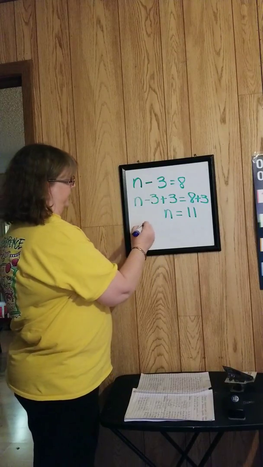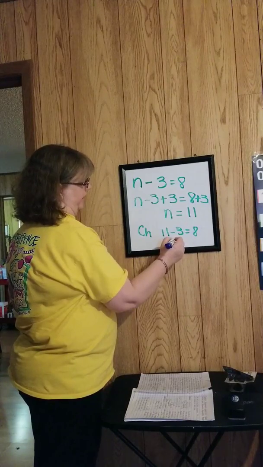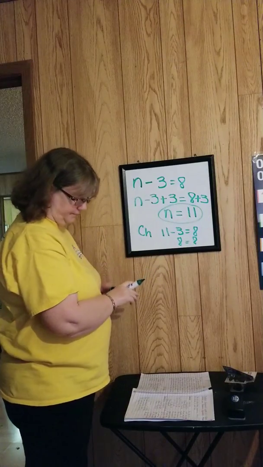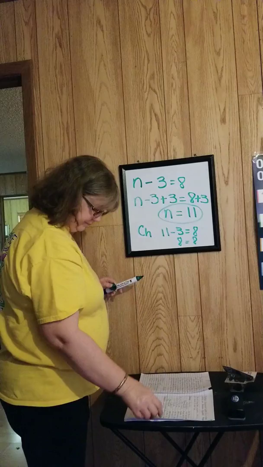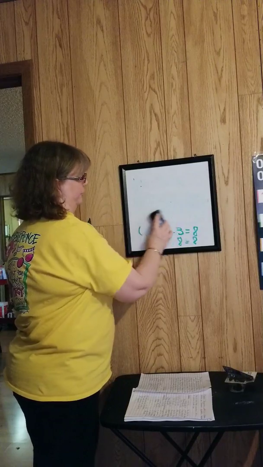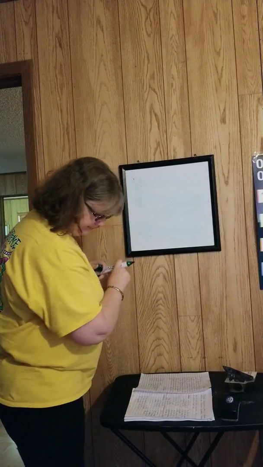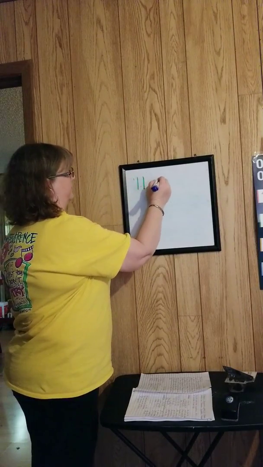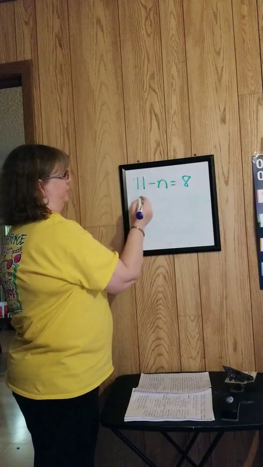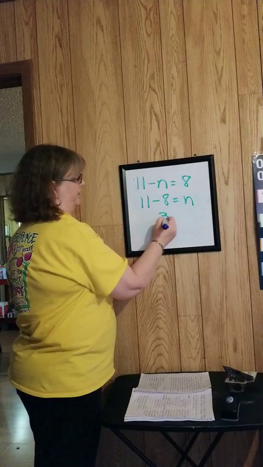Now, I want to go back and check it. 11 minus 3 equals 8, and that is correct. 8 equals 8. So this is my answer. And even if we switch it, let's look at it a different way. We're going to use the same problem, but in a different way, like our fact families. If you have 11 minus n equals 8, we can remember that we can switch these two and make 11 minus 8 equals n, which means that 3 is going to be n.